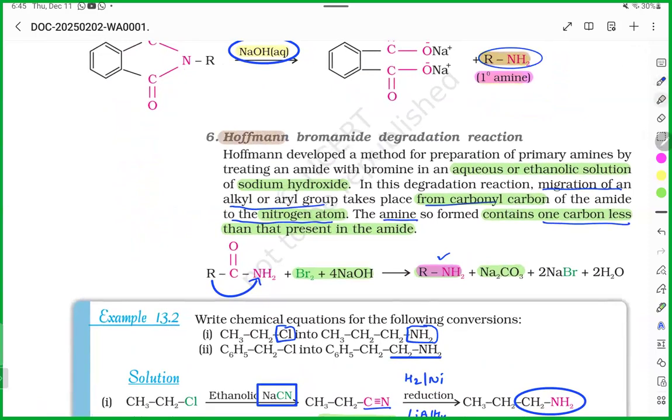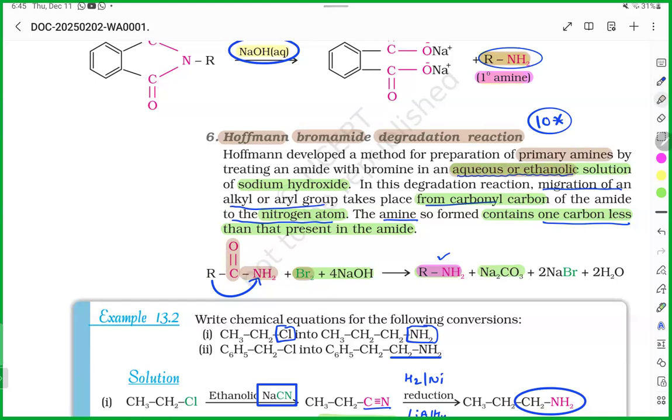Hofmann bromamide degradation reaction. Extremely popular. You can mark this as 10 star. Extremely important. So Hofmann was the scientist who prepared this. Again, you are making the primary amide. When amide reacts with bromine, one interesting thing is you can take anything, whether you take aqueous or ethanolic, it does not matter. So you can take any of these.